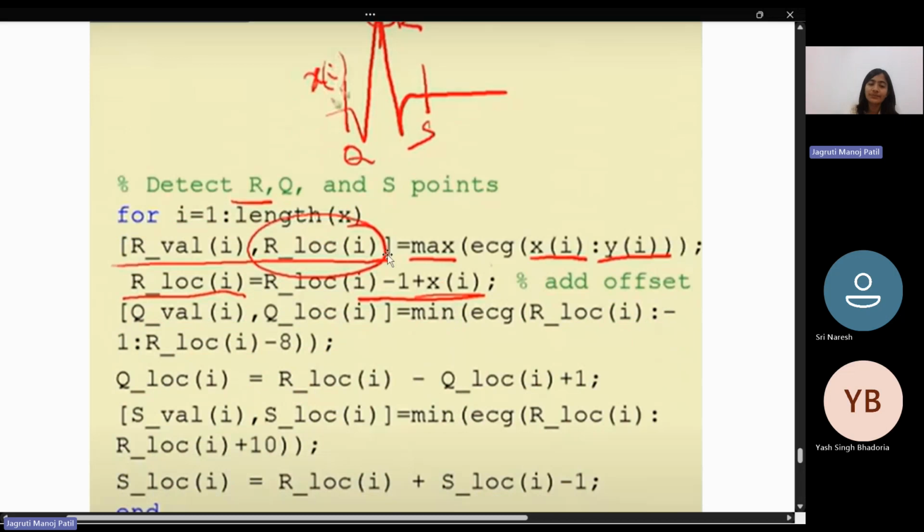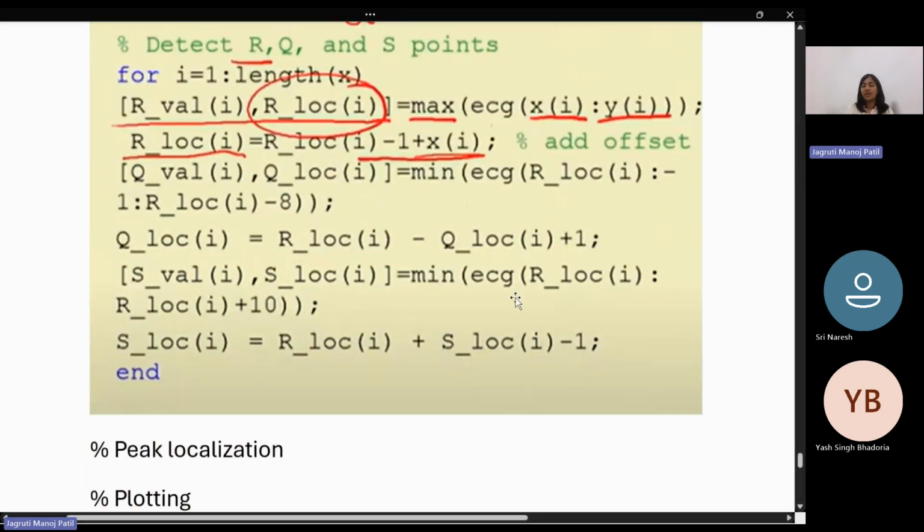For the first location, for R, we take the maximum of both of them and then take the location by subtracting and adding an offset to it, just to ensure that we have enough points lying here and there and we are not doing any hard rules. Then for the Q wave we take the minimum of it, because we know that from here it's going to start and after some point it will soon dissolve. For the S wave also the same, and then finally we find the S location, which is nothing but R plus S minus 1. So here S was the starting point.